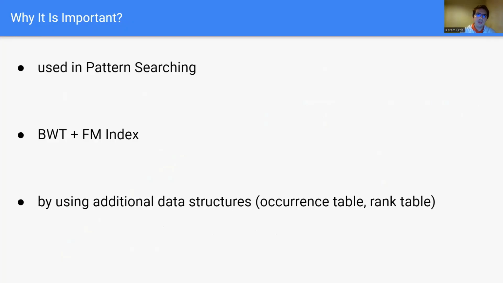Why is this L to F mapping important? It is also used in pattern searching with the FM index. And in this pattern searching problem, as I mentioned, some additional data structures are used, which are the occurrence table and the rank table. So we can search the patterns easily in a compressed manner.